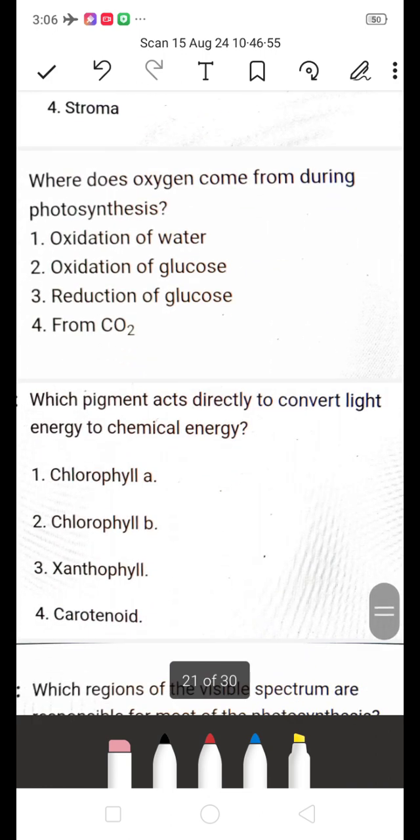Next one, where does oxygen come from during photosynthesis? This is the question for you.